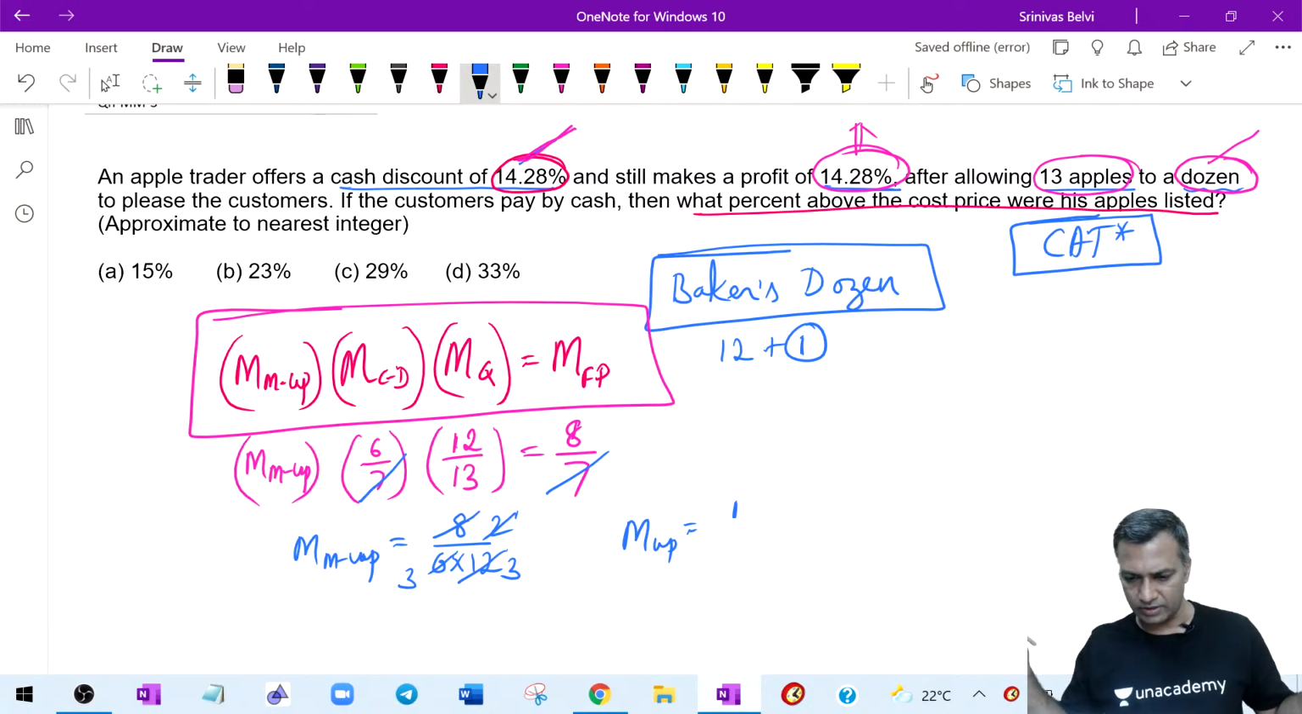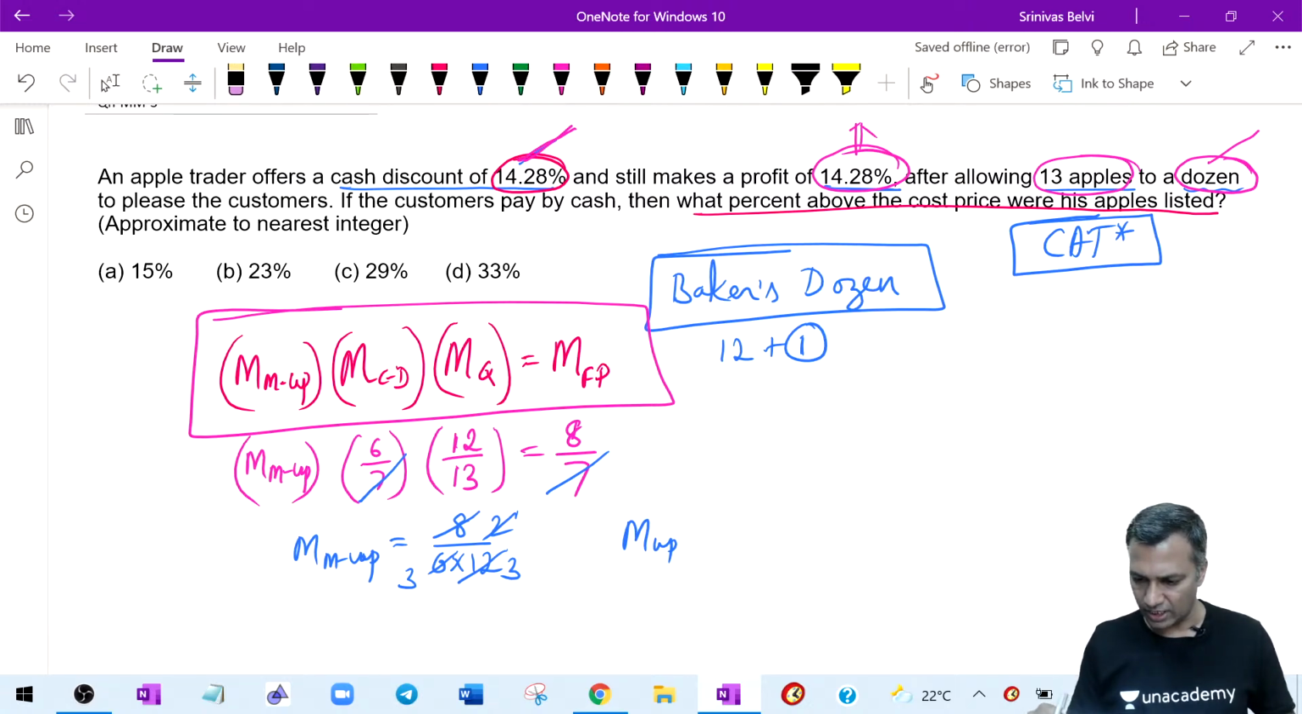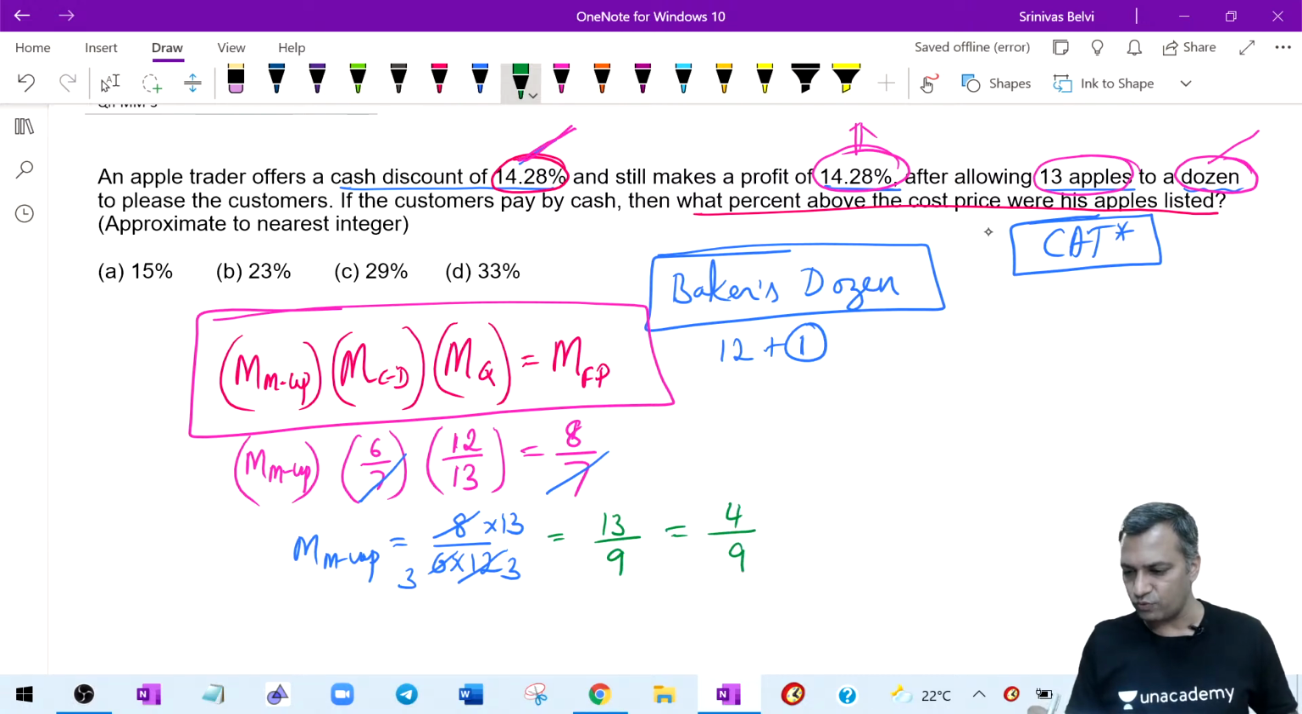Did I make a mistake somewhere there? Okay, there is a 13 also. Hang on. This 13 I have to push onto the other side. I made the mistake of pushing that 13 onto the other side. Yeah. All right, so everything remains the same. Therefore, this is becoming 13 divided by 9. Therefore, he is making a profit of 4 by 9.